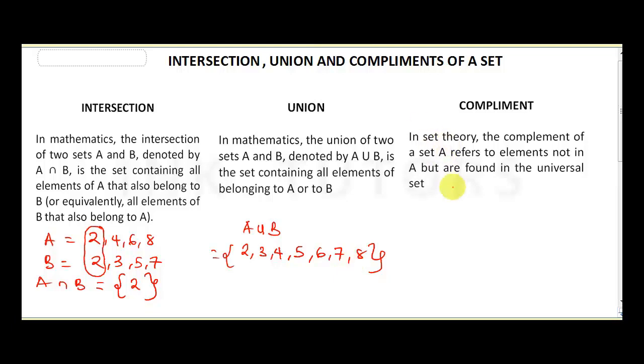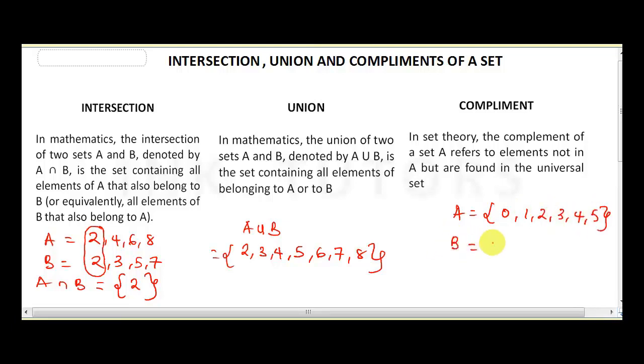So let's assume A includes 0, 1, 2, 3, 4 and 5. And let's say B is now 2 and 4. So we want to look for B complement. As you can see, B is a subset of A because all the elements that are in B can be found in A. So A is the parent set, B is the child set.